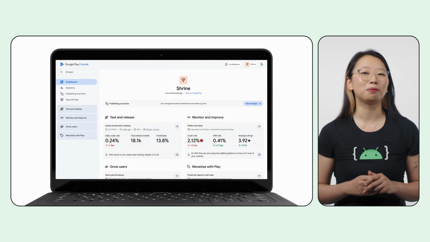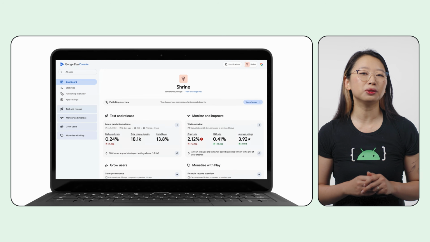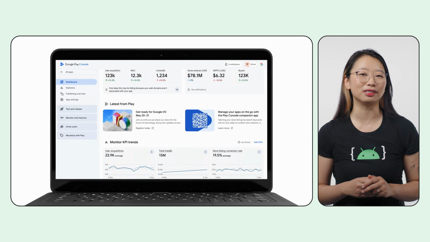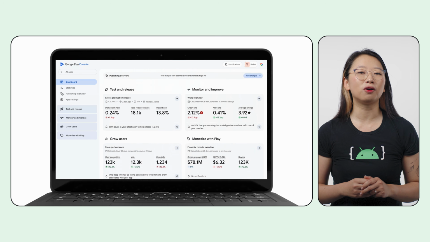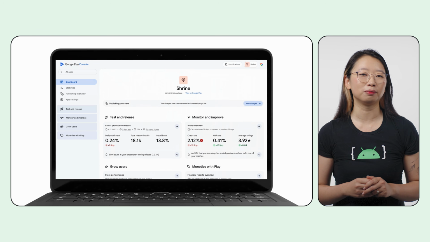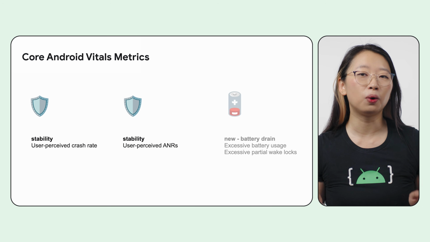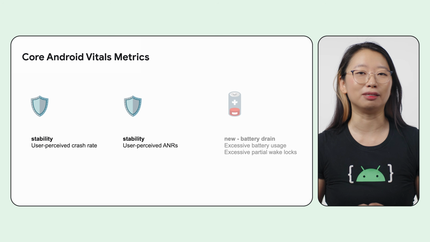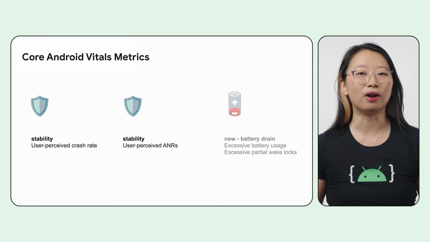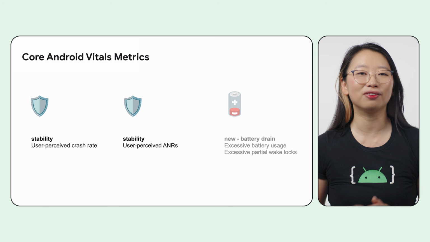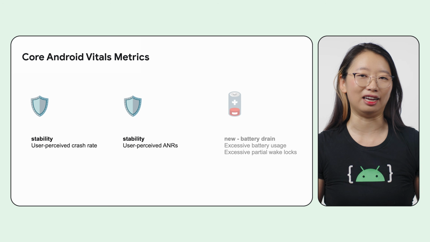App Vitals in the Google Play console serves as your essential tool for monitoring and enhancing the technical health of your applications. You can get to the Vitals from your overview page in your Play console. Historically, the most important metrics in the App Vitals, the core metrics, have been focused on stability, with user-perceived crash rate and user-perceived application not responding, ANR rate, being the most important indicators.